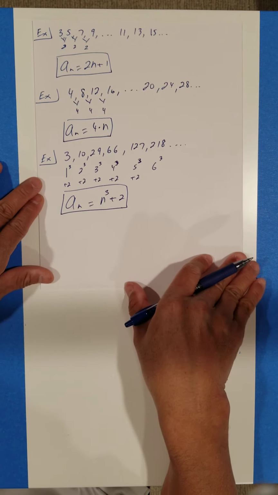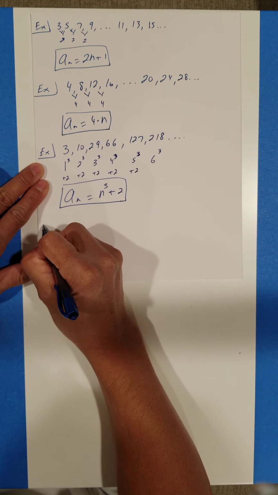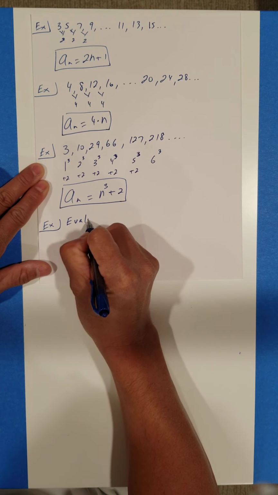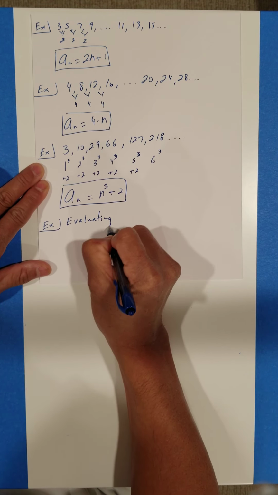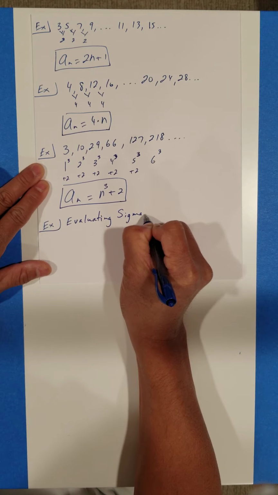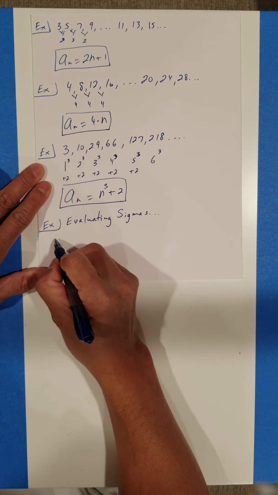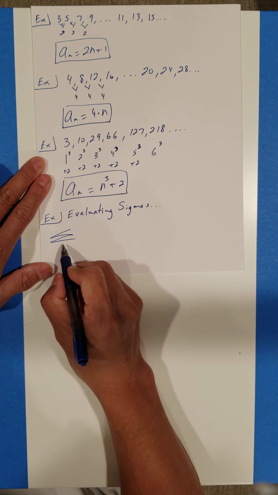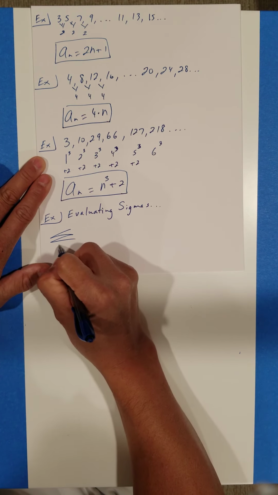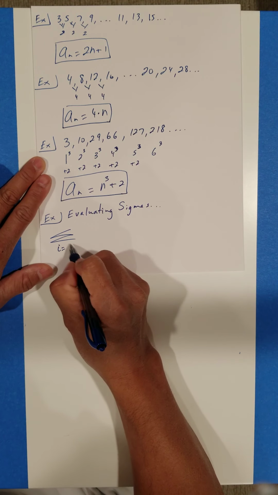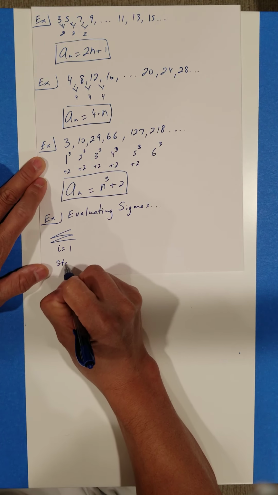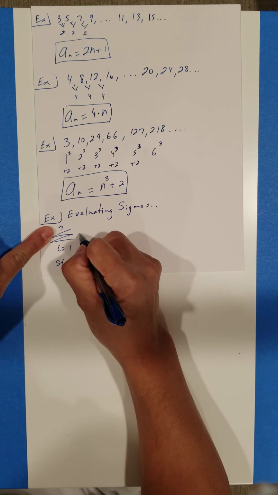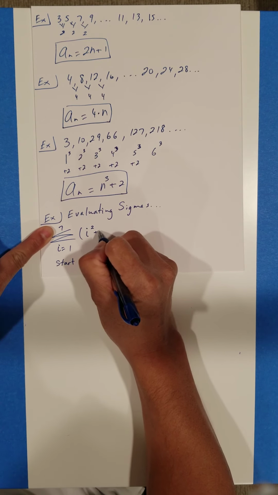All right. Next thing we're going to do is evaluating sigmas. And this is pretty simple. You're trying to find the sum. So for example, they're going to give you something like this. Sigma. This is called sigma. i equals 1. You start here. This is your starting point. Start with this number, and you end when you reach this number. So here's your equation: i squared plus 3.